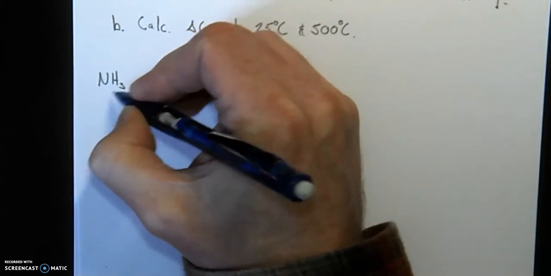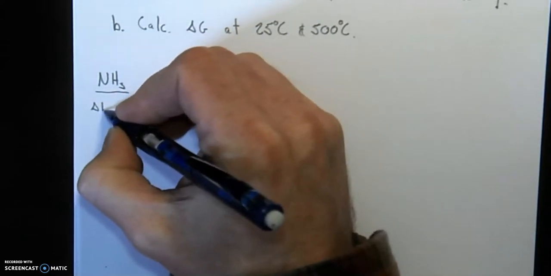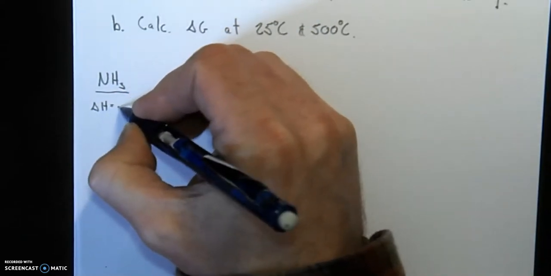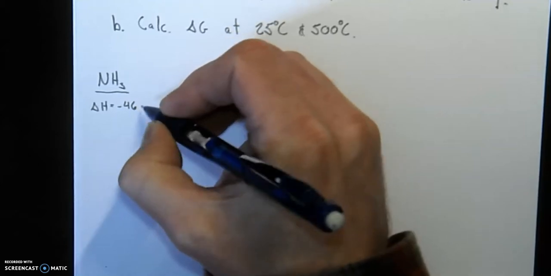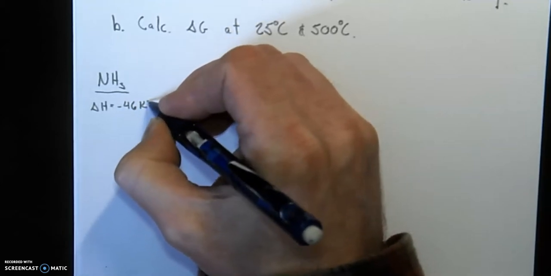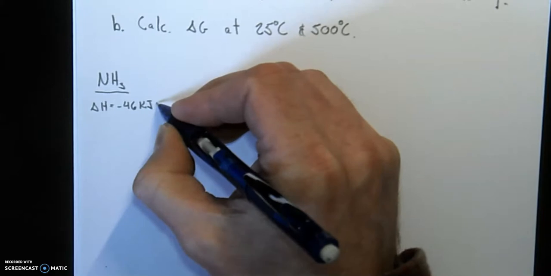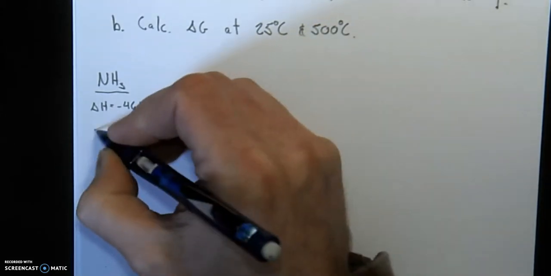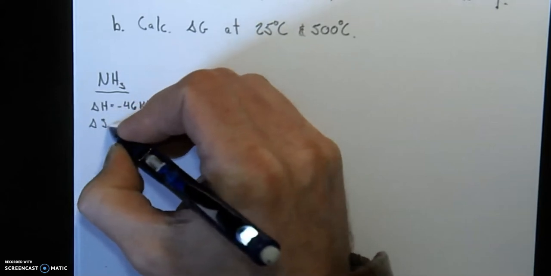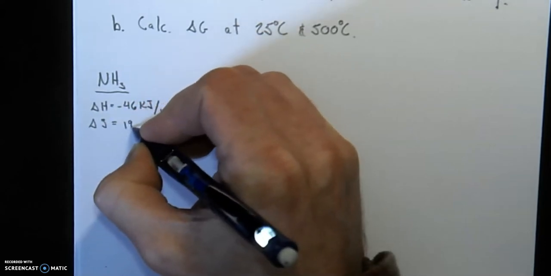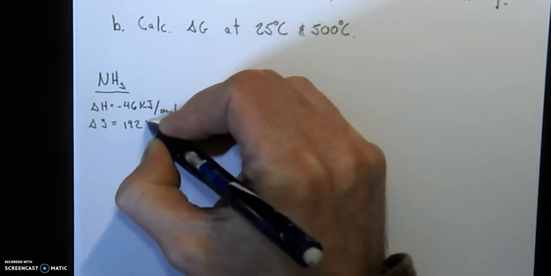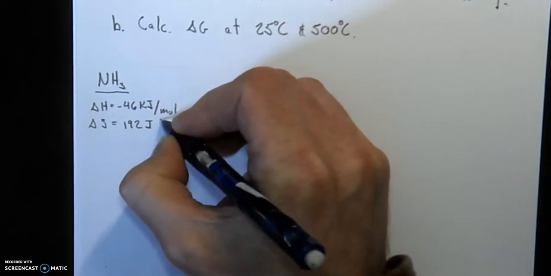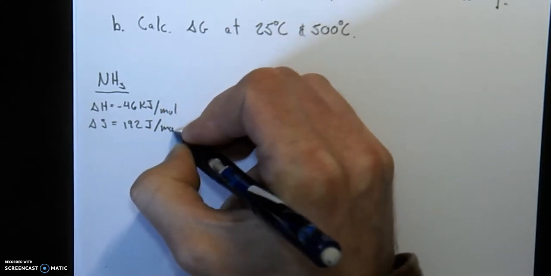NH3. I look back there, and I find its delta H value is equal to negative 46 kilojoules per mole. And again, I'm just pulling these out of the back of the book. I find the delta S value is equal to 192. Sounds bigger, except it's joules per mole.